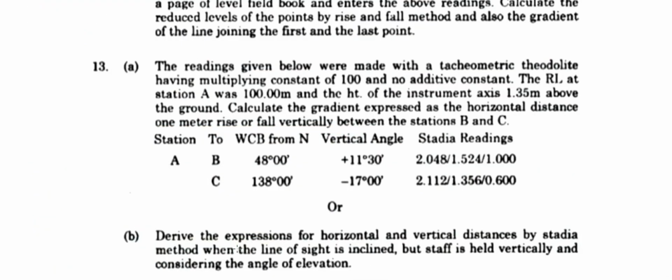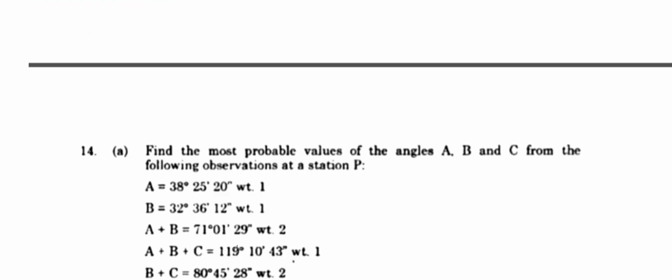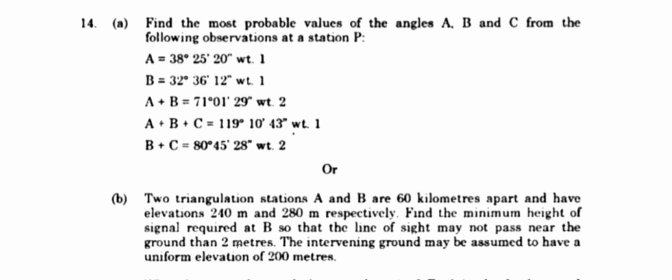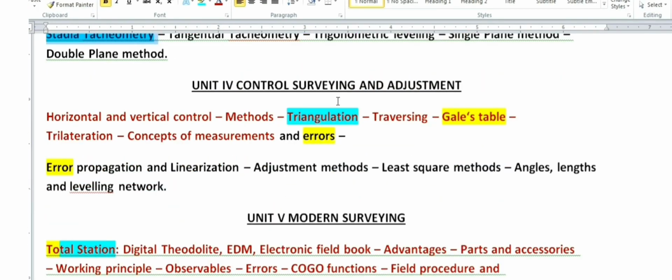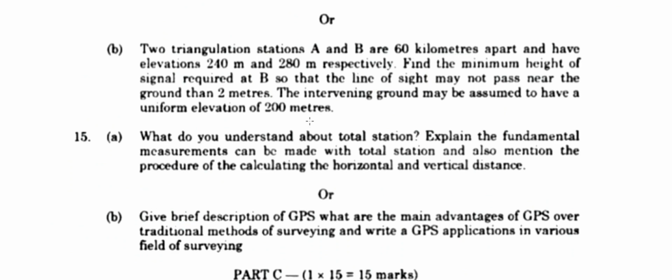Now let's see the fourth unit. 14A is a problematic question. I am not sure about this problem. Whereas 14B is triangulation. This is the first part of the fourth unit that they have asked. In the fifth unit, in the first half they have asked total station, and in the second half, GPS.